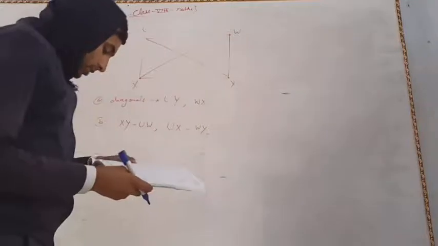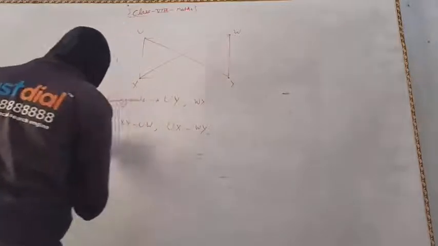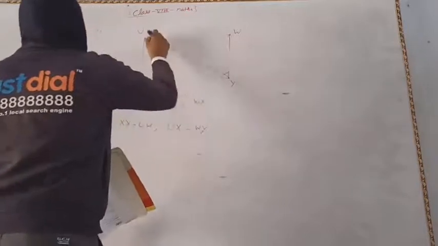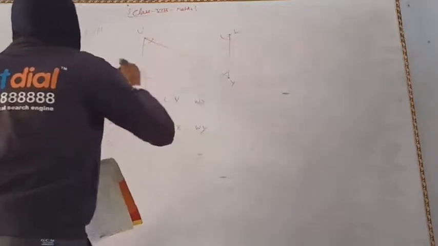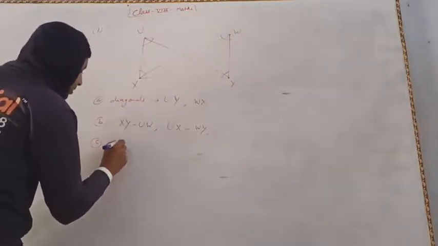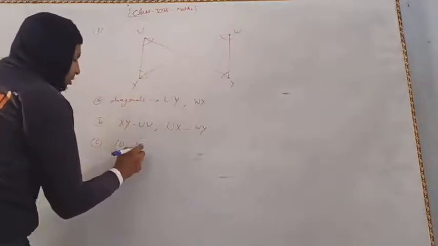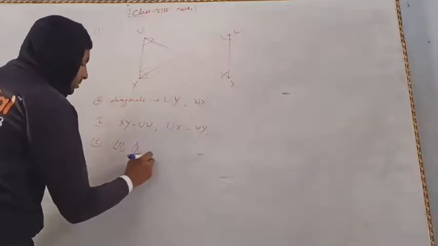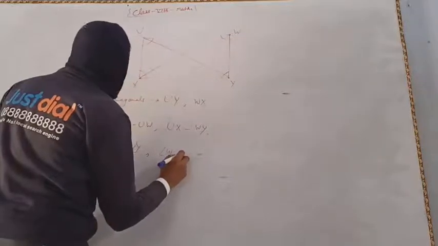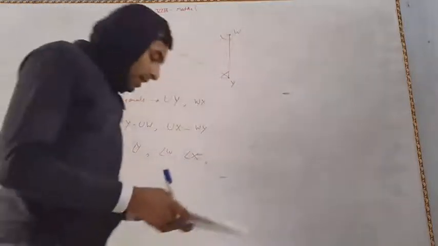Okay, two pairs of opposite angles. In part C, two pairs of opposite angles are given. This angle is opposite to this angle, and this angle is also opposite to this angle. Angle U is opposite to angle Y, and angle W is opposite to angle X. So these are two pairs of opposite angles.